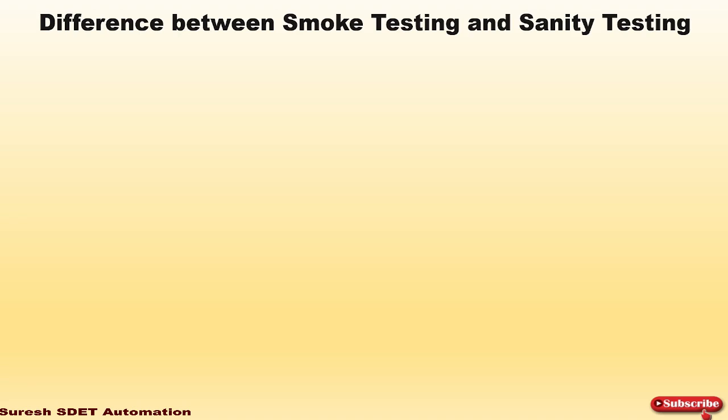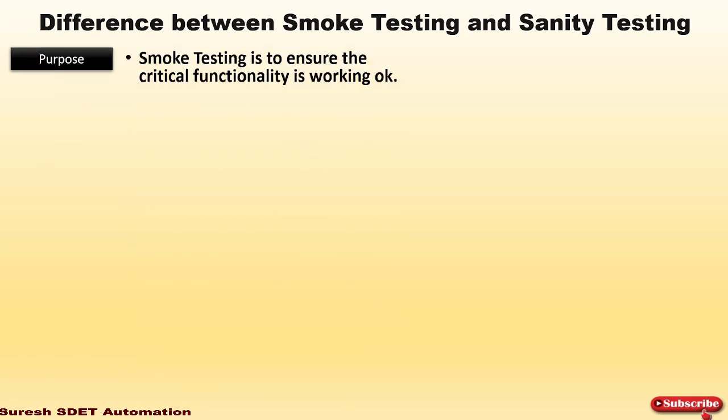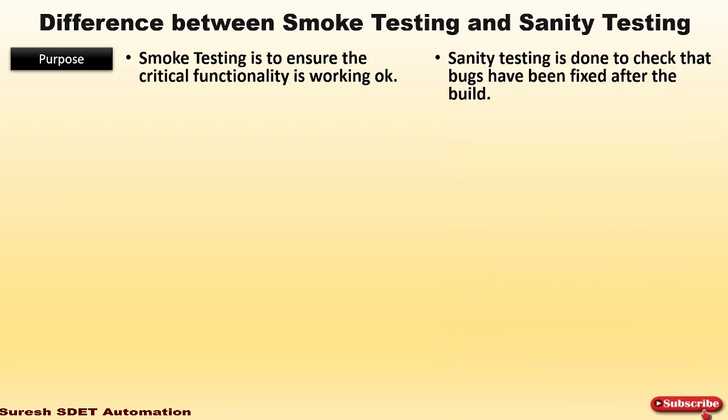So let's get started. First and foremost, we need to understand the purpose. Smoke testing is to ensure the critical functionality is working okay. Whenever we get a development build, the first testing we perform is smoke testing. After that, we get some confidence and then we move forward. Whereas sanity testing is performed on bug fixes, and we verify that the feature is not affected by the bug fixes.